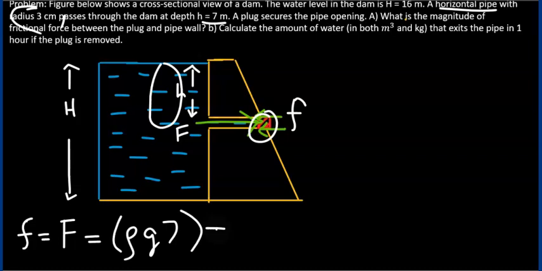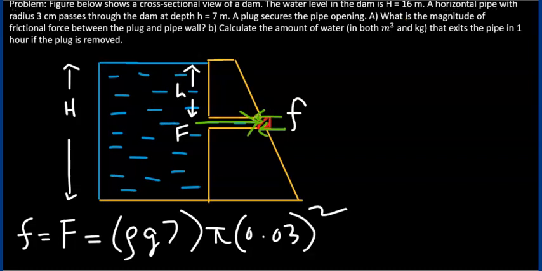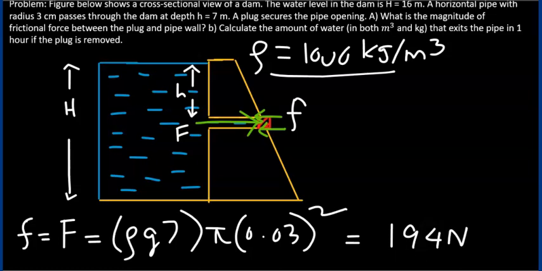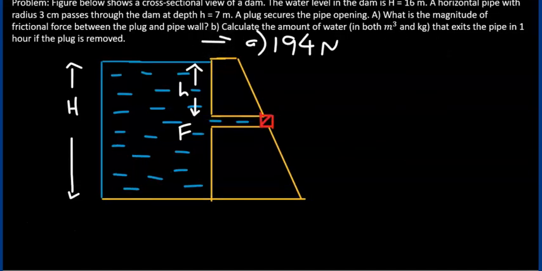Now we can compute what that cross-sectional area is because we know the radius to be 3 cm. So that capital A is given by pi times 3 cm converted into meters, 0.03 meter, squared. The density of water is known to be 1000 kg per cubic meter. So substituting in here, we can compute the frictional force, which will be 194 newtons. Note that we have used the value of g of 9.81 meter per second squared in the calculation. So we record the answer for part A there.